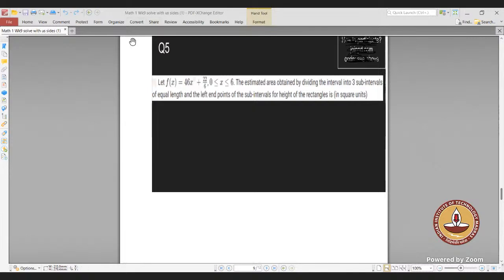Okay, I think that's not recommended. See, integration will always give you the exact answer, but for the exam purpose, they are asking you to calculate in this way. So if the question asks to calculate using this way, we have to calculate using this way.